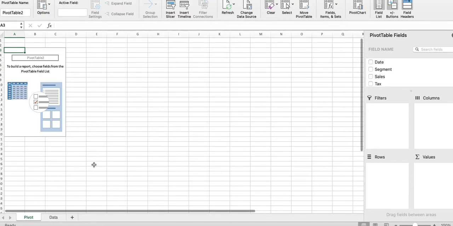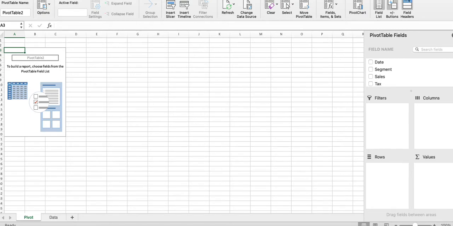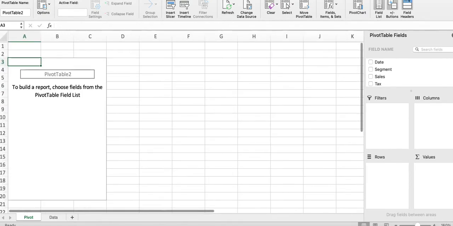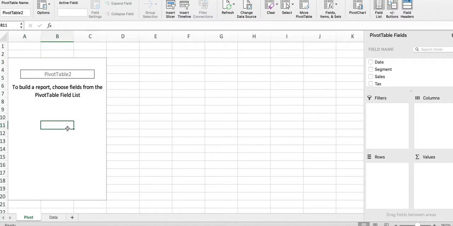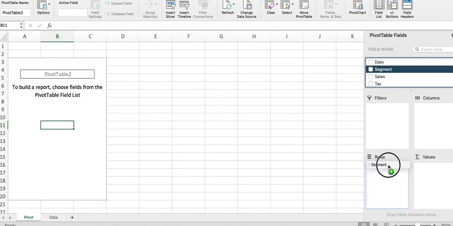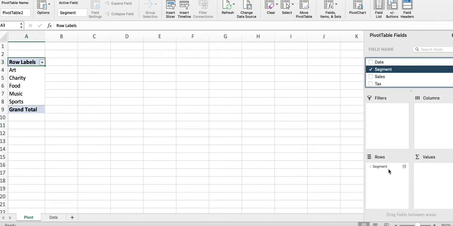All right. Now let's make this a little bit bigger. It's tiny. There we go. So I want to add information in my pivot table. So I'm over here in my pivot table fields. I'm going to grab segment, and I'm going to drag it into my rows. You can see that my art, charity, food, music, and sports are now populated in my pivot table.